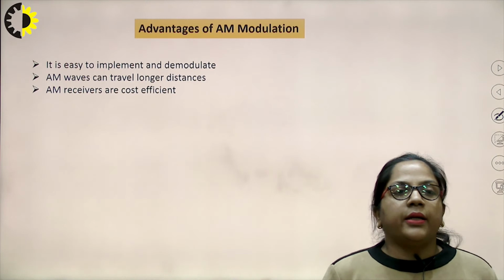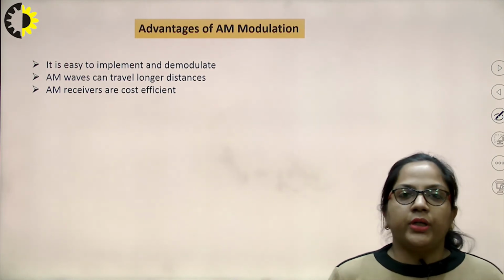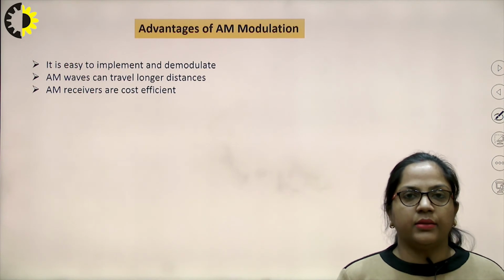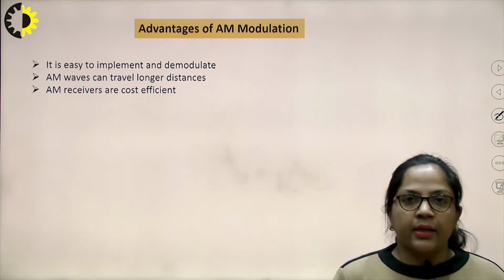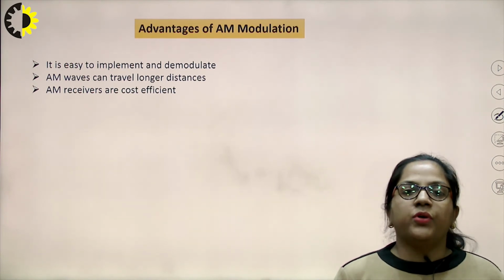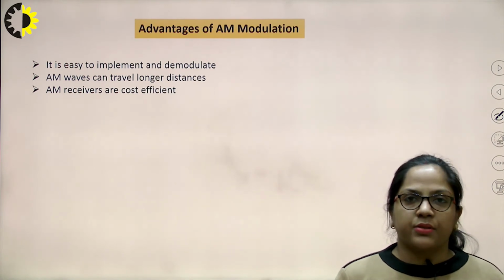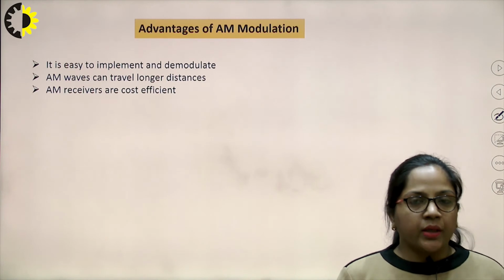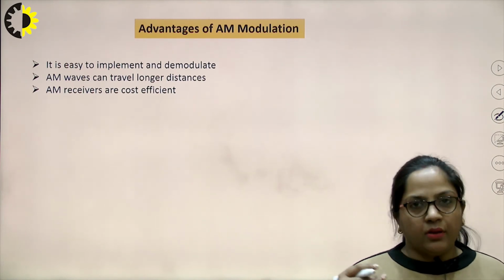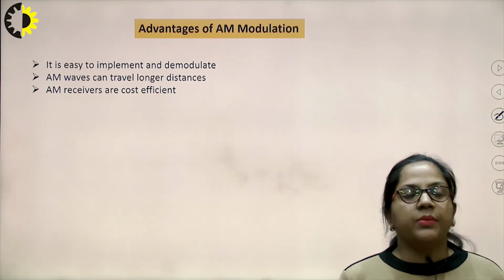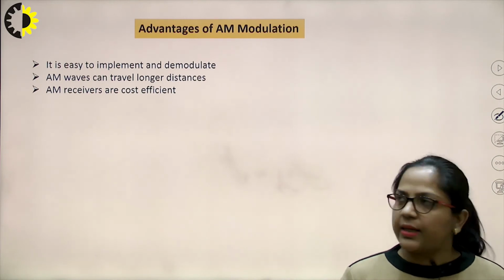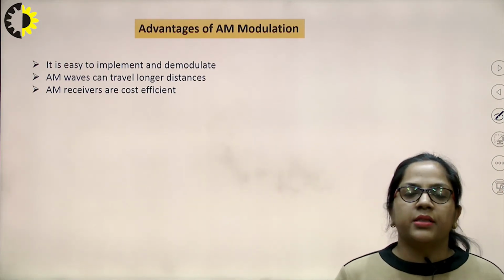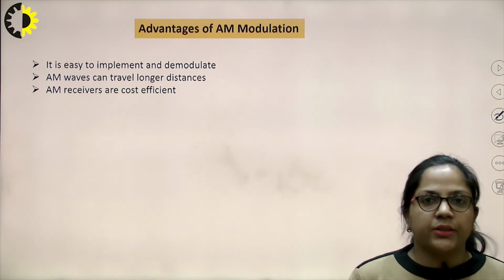So what are the advantages of AM modulation? It is very easy to implement and the detection is also easier, as with the help of very few components like diode, resistor and capacitor, we can perform the detection of AM waveform. AM wave can travel longer distances. AM receivers are cost efficient, as the cost of diode, capacitor and resistor is quite low.